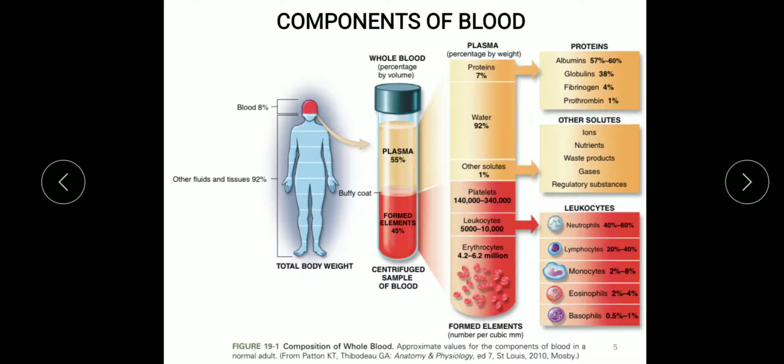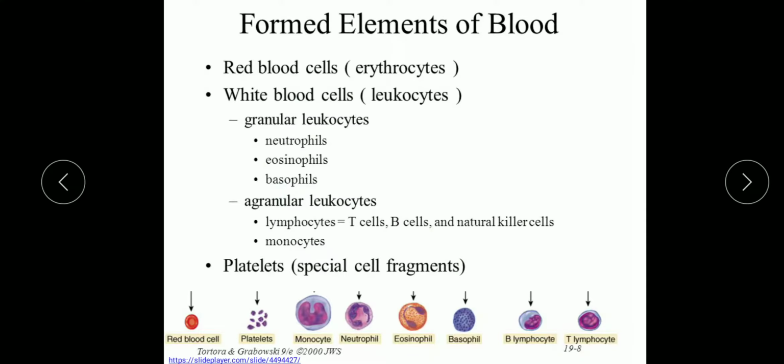Erythrocytes and platelets have just a few roles, but leukocytes have a number of specific or specialized functions. Several distinct types of leukocytes are neutrophils, lymphocytes, monocytes, eosinophils and basophils. So, let us see in detail about the formed elements. These formed elements are red blood cells or erythrocytes, and white blood cells or leukocytes.